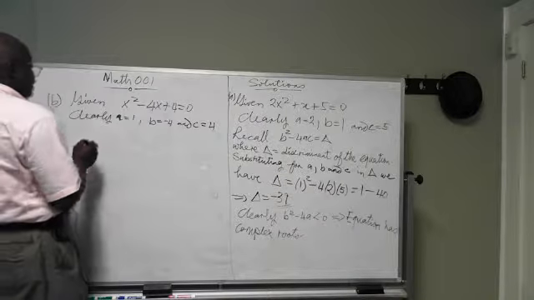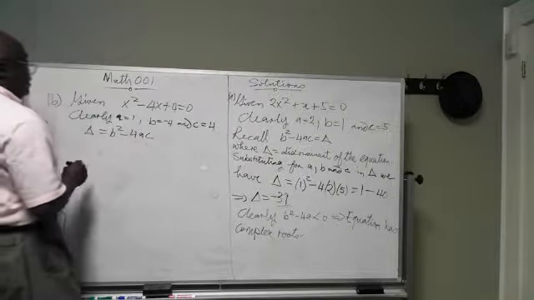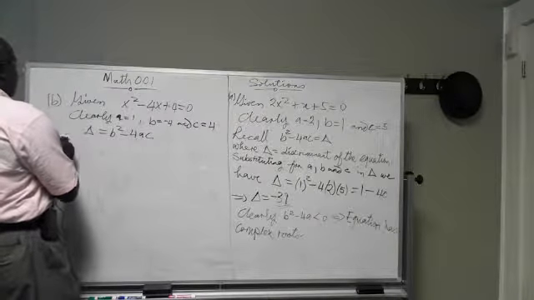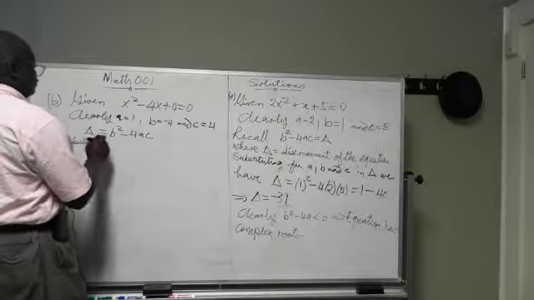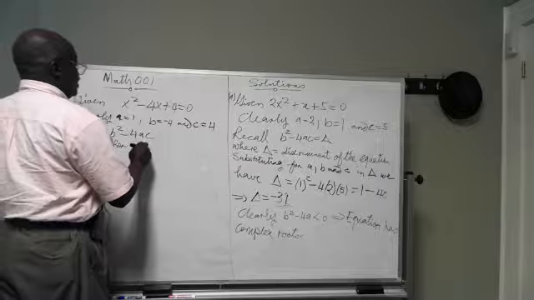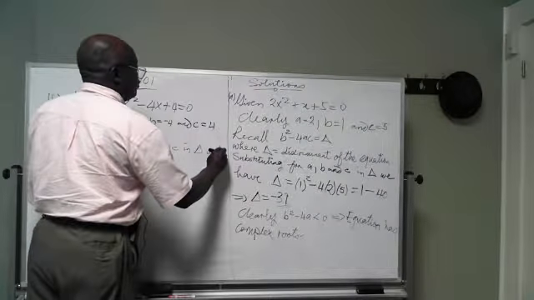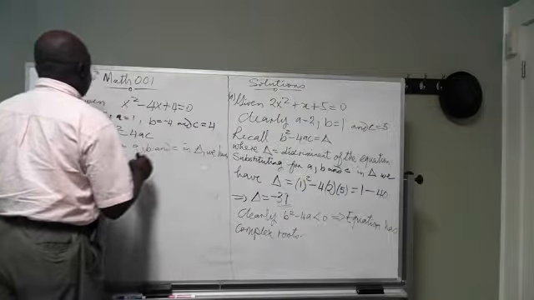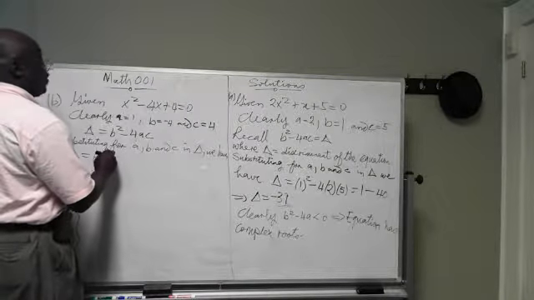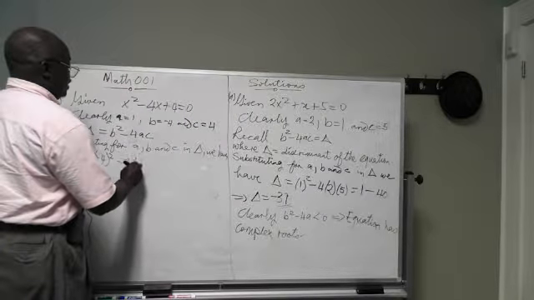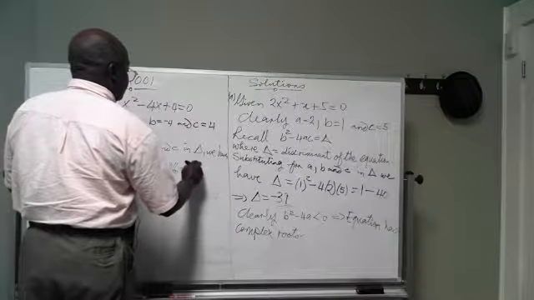If we recall the discriminant, delta equals b squared minus 4ac. Substituting for A, B, and C in delta, we have delta equals minus 4 all squared minus 4 into 1 times 4. This gives us 16 minus 16, which is equal to 0.